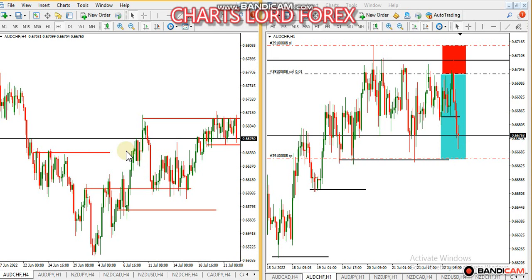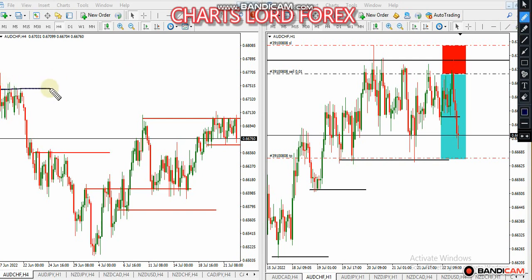So I have the 4 hour, the bigger time frame for this analysis, this is the higher time frame for me, and the smaller time frame is the 1 hour. So on the 4 hour here, let's quickly look at exactly what the market has been doing. You can see the market from this area been on the downtrend.